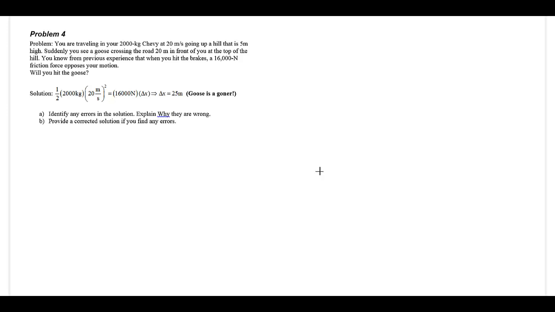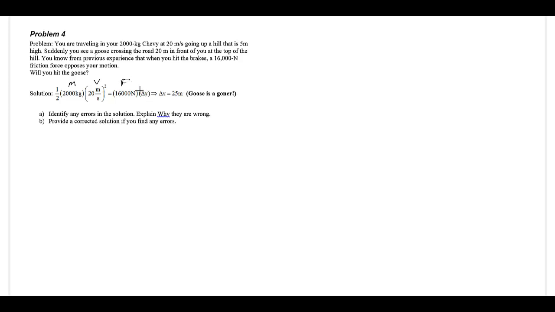So, problem. You are traveling in a 2,000 kilogram Chevy at 20 meters per second going up a hill that is 5 meters high. Suddenly you see a goose crossing the road 20 meters in front of you at the top of the hill. You know from previous experience that when you hit the brakes, a 16,000 Newton friction force opposes your motion while you hit the goose. And so the proposed solution is the one listed there. You'll notice this here, 1/2 times some amount of kilograms, which is mass, and some amount of meters per second, which is velocity. So this kinetic energy is equal to 16,000 newtons times delta x. This is a force, this is delta x.